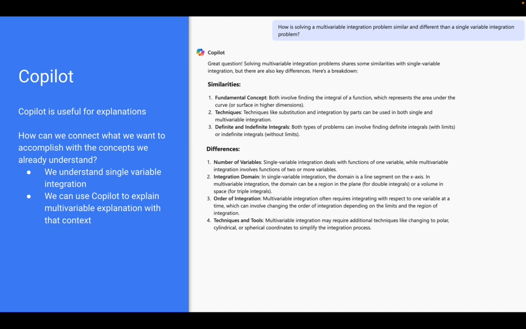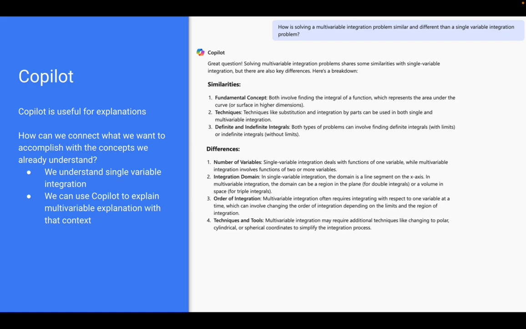We can begin by prompting Copilot in a way that connects what we want to accomplish with the concepts we already understand. We might ask for a comparison between integrating a multivariable function and the single variable case we're familiar with. So we can ask, how is solving a multivariable integration problem similar and different than a single variable integration problem?